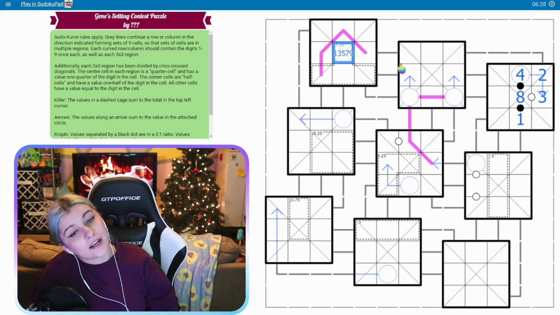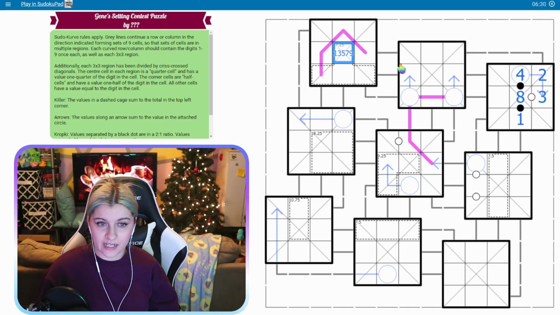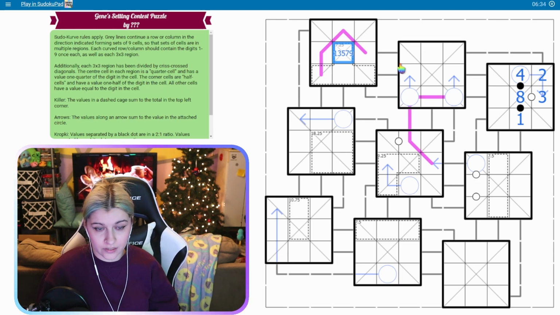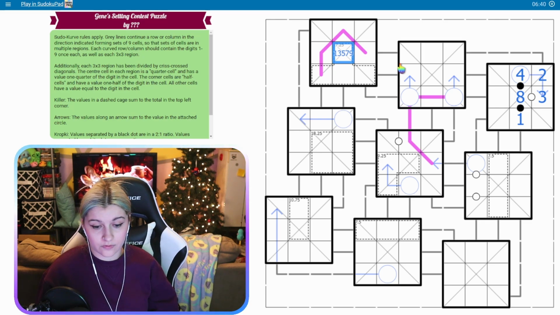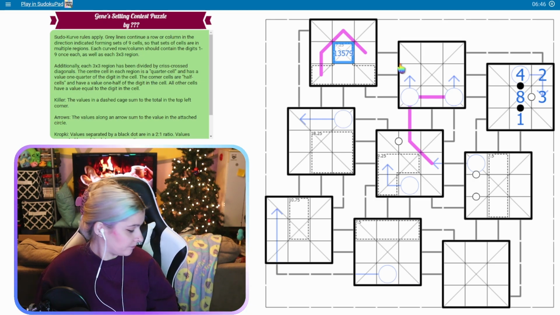Not entirely. I keep confusing quarters and halves, actually. 1 quartered is 0.25. 3 quartered is 0.75. 5 quartered is 2.5 divided by 2, which is going to be 1.25. Okay, we're fine. We're fine.